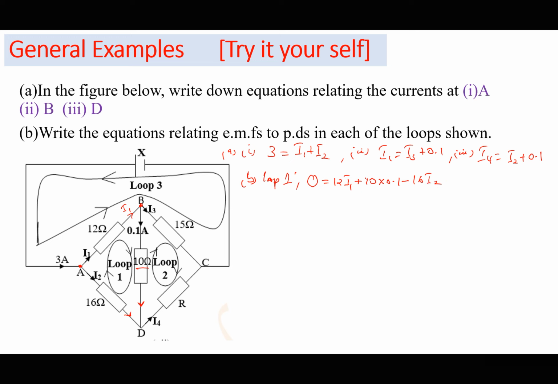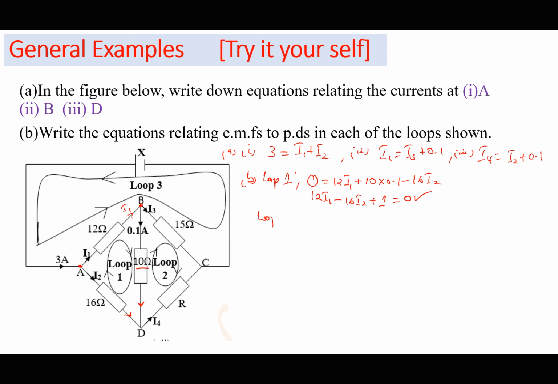So in other words, I can simplify this and say 12 I1 minus 16 I2 plus 10 times 0.1, which is 1, should be equal to 0. That is an equation we are talking about. That was the first one.